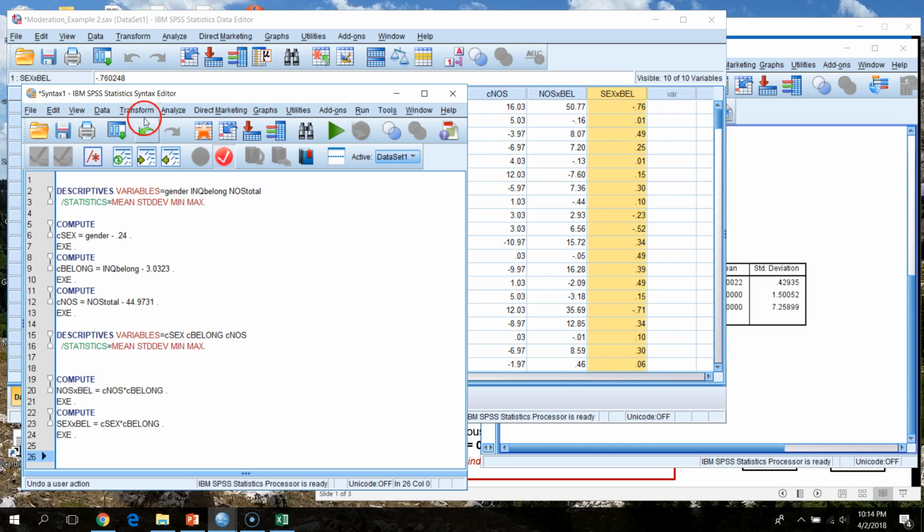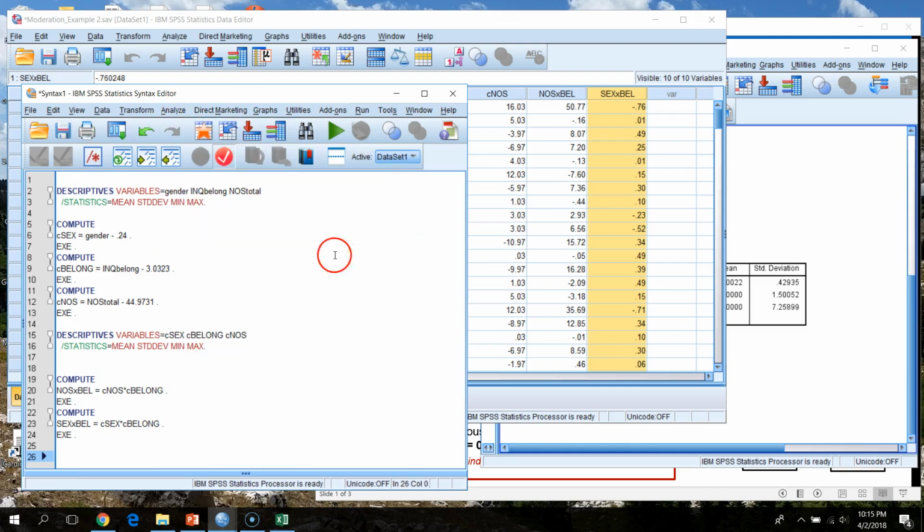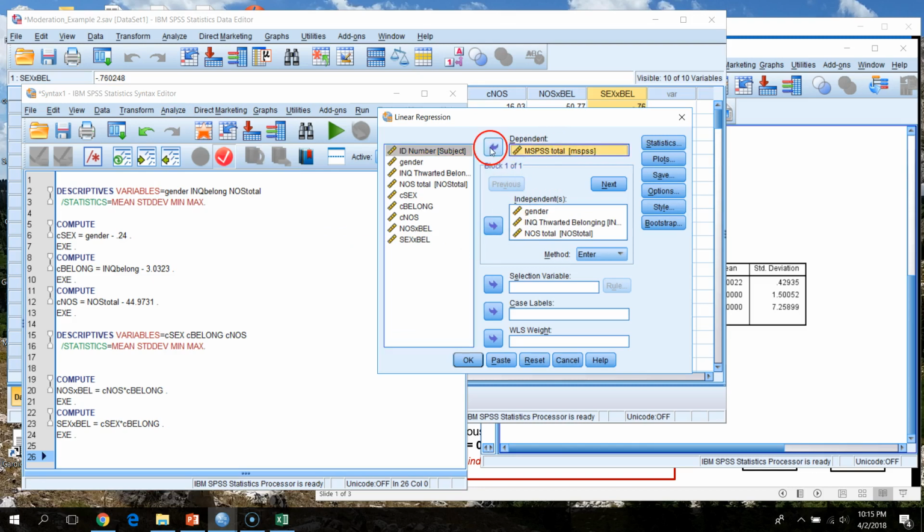Okay, so what I'm going to do now is run my base model. So I'm going to go to regression and linear. Whoops, this is stuff left over from the screening video here. I'm going to throw these out. And so I'm going to regress my perceived support variable on sex, belonging, NOS, and then my two interaction terms here.